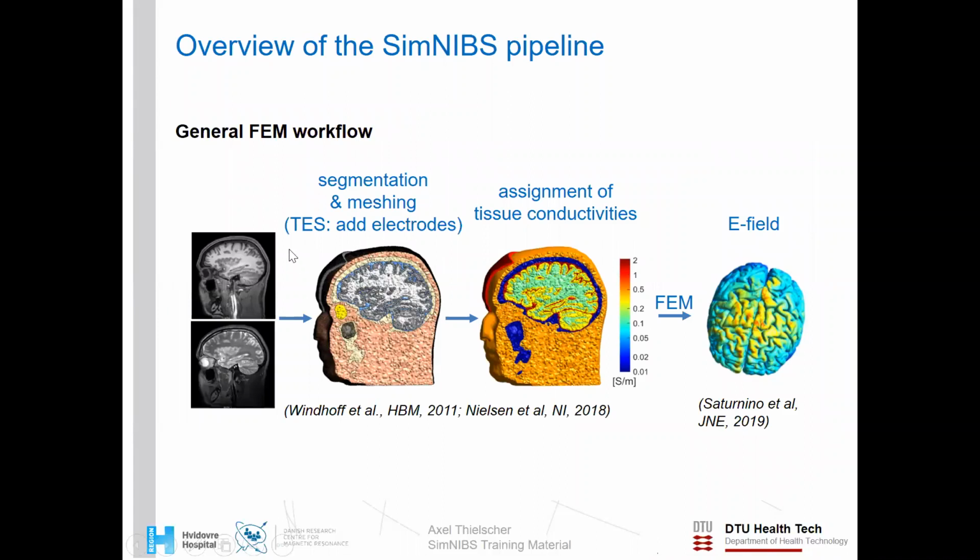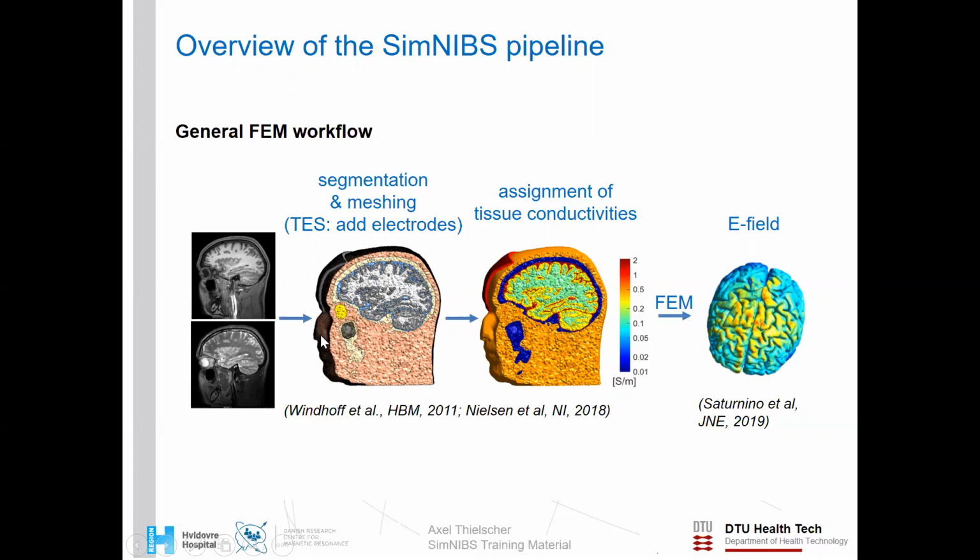This would be a general workflow. Usually we start with images of the subject, like here shown, a T1 weighted image and a T2 weighted image. The T2 weighted is optional, but we recommend to use it to have robust segmentation results, particularly of the skull region. And we use those to segment the images and to have such a head model here.